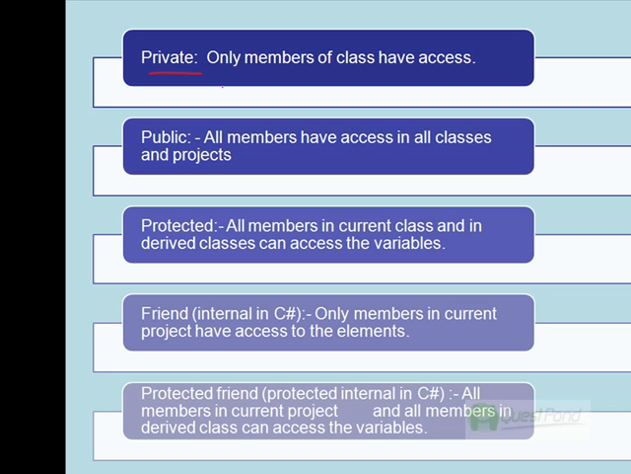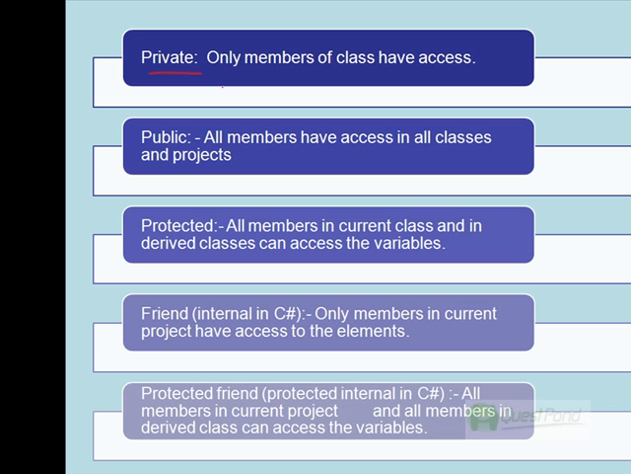The second kind of access which you can implement in C# is public. All the members who can create the object of the class can have access to that property. So in other words, the time you define public, all the members have access to all the classes, all the projects, all the properties, all the functions you define. The third one is protected. When you define a function or a property as protected, only the derived classes can access those variables, functions, or properties.